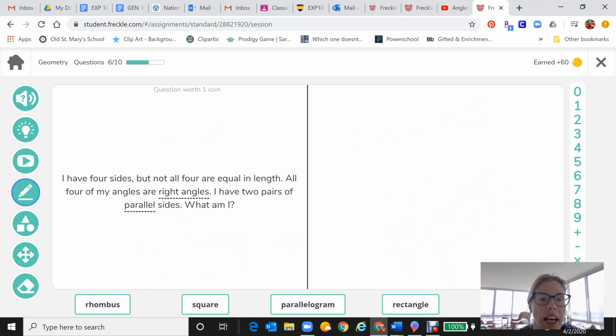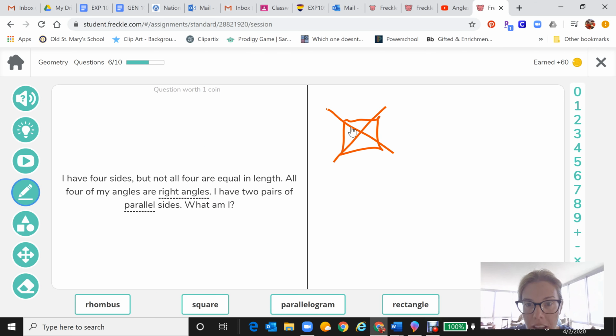Okay, I have 4 sides, but not all 4 are equal in length. All 4 of my angles are right angles. I have 2 pairs of parallel lines. What am I? Okay, I have 4 sides, but not all 4 are equal in length. So that tells me it cannot be a square, right? Because a square has 4 sides, but they're all equal in length. So I know it can't be a square. All 4 of my angles are right angles.